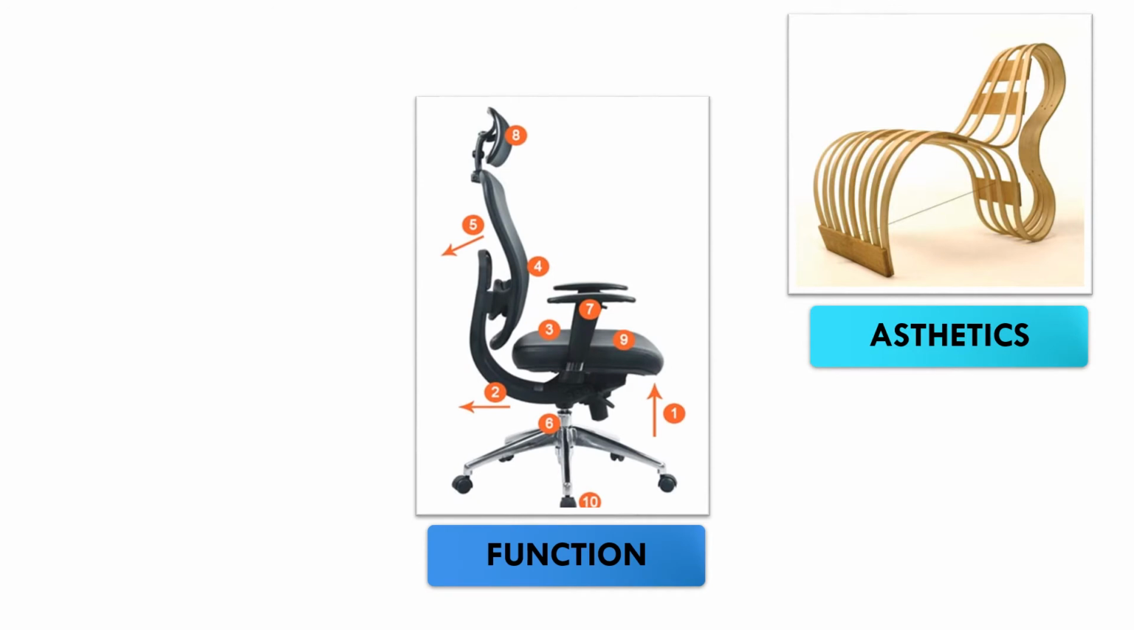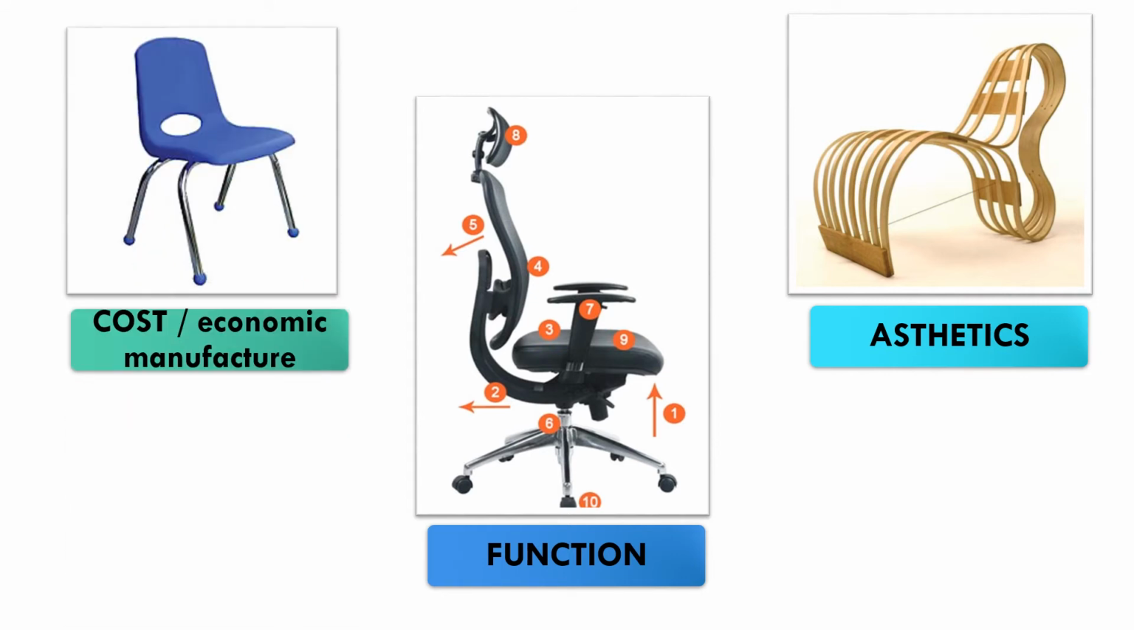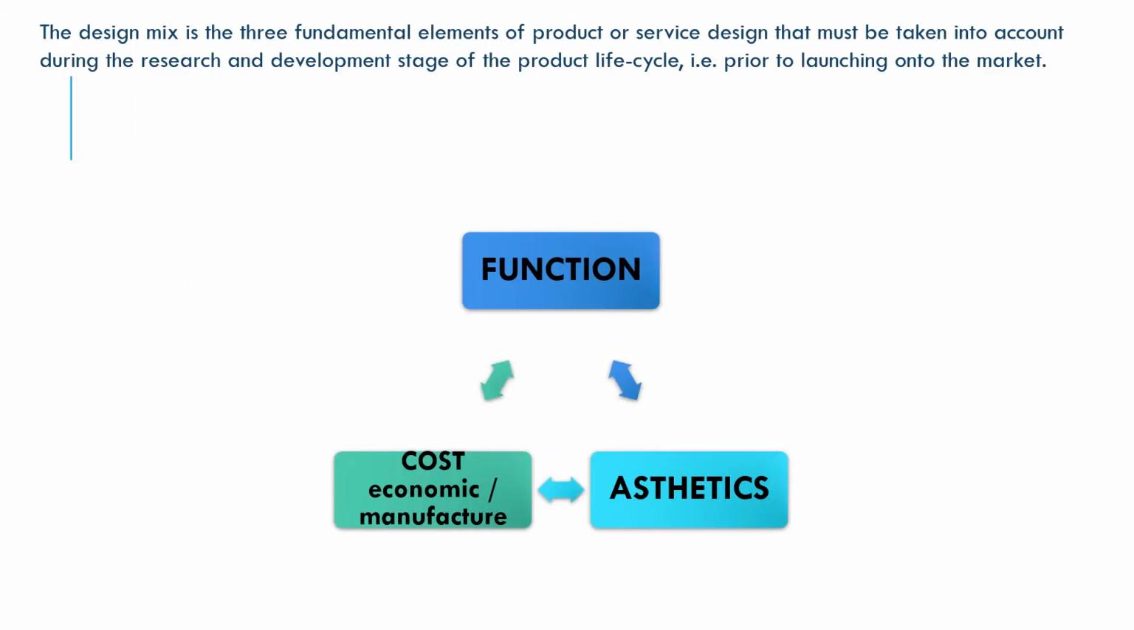So when designing a product, businesses will normally think about 3 broad categories. First of all, aesthetics. How does it appear? Secondly, function. Does the product meet or do what the customer wants it to do? And thirdly, the cost. What's the cost involved in designing this? So the design mix is the combination of these 3 things. And these 3 things must be taken into account, particularly during the research and development stage of a project, during the product lifecycle, i.e. prior to launching onto the marketplace.